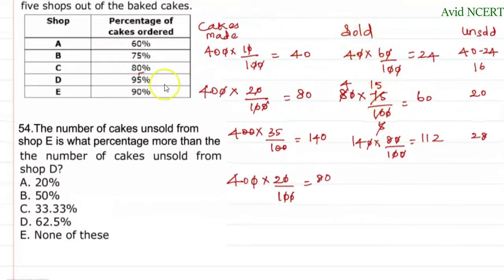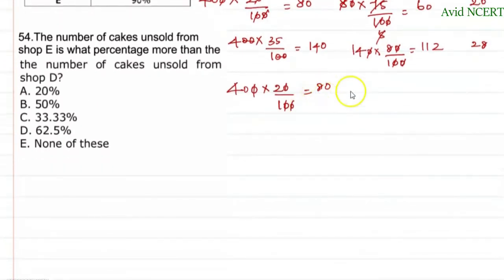And the percentage of cakes sold here is 95%. Out of these 80 cakes, 95% of the cakes are sold, which is again, the zeros cancel.